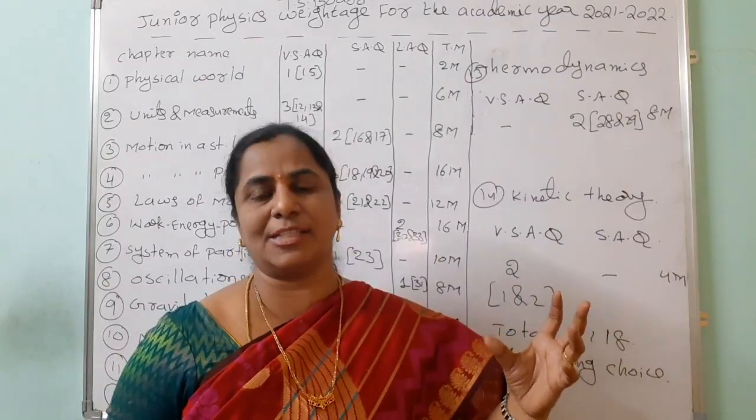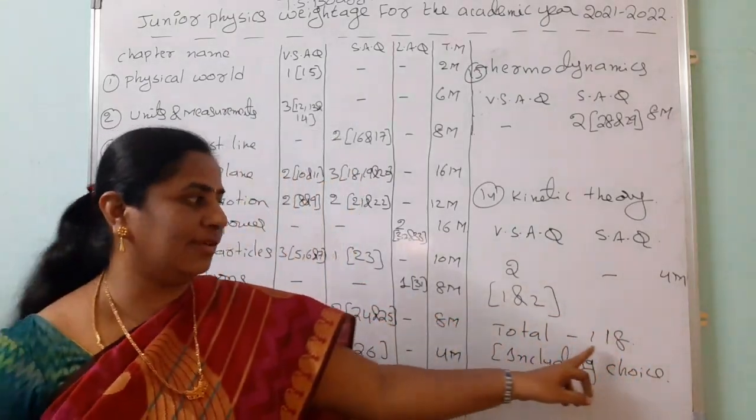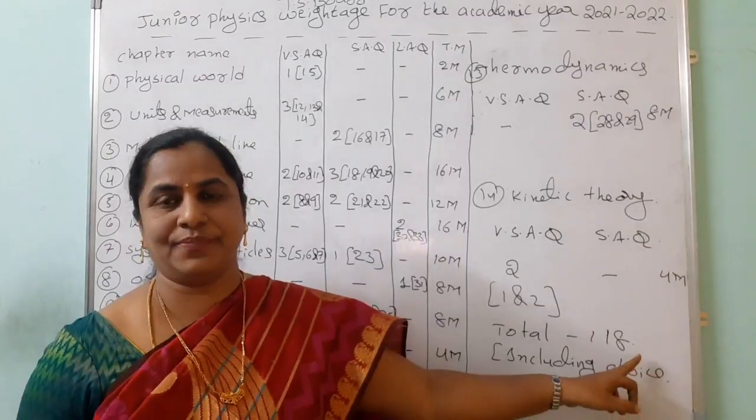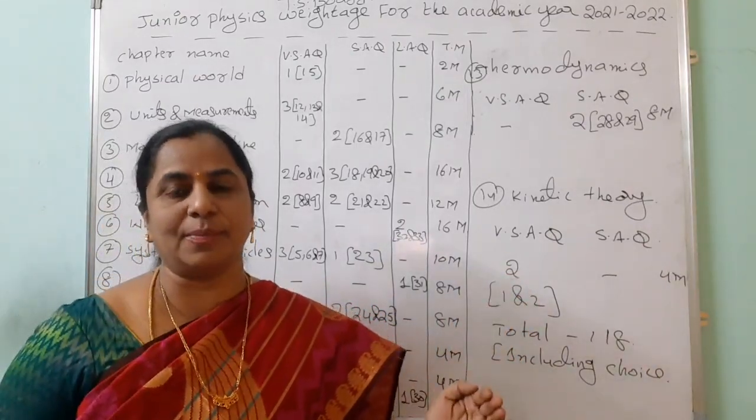So it is a 60 marks paper, but including choice, now you see the choice, how much is it? 118 marks. So the choice is increased this time. Now chapter wise, according to that model paper.